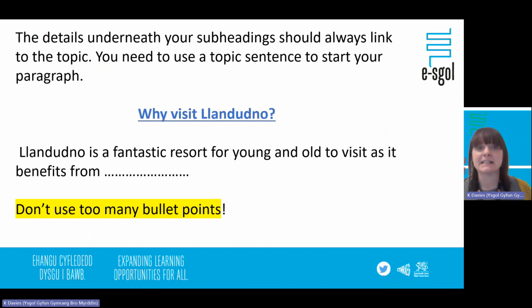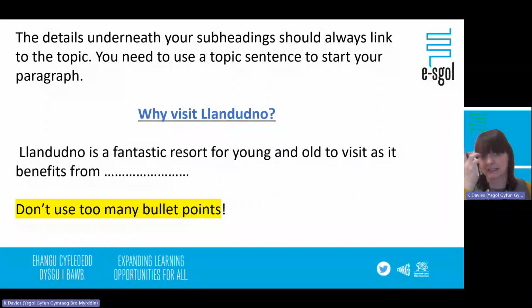So the details underneath your subheading should always link to the topic, and you need to use a topic sentence to start your paragraph. So say, for example, we are going to create an article on why visit Llandudno. You could open with things like, Llandudno is a fantastic resort for young and old to visit as it benefits from, okay, and then you could list some bullet points.